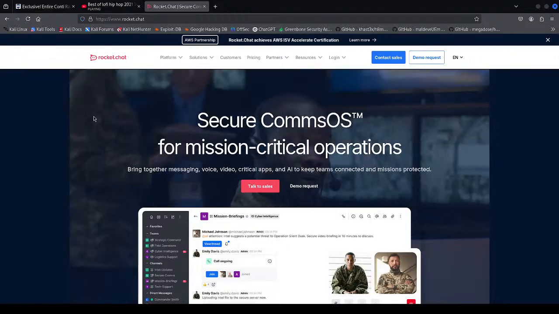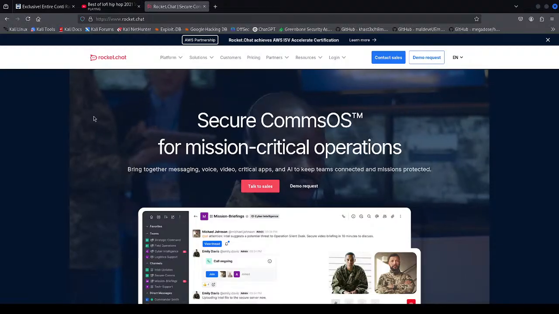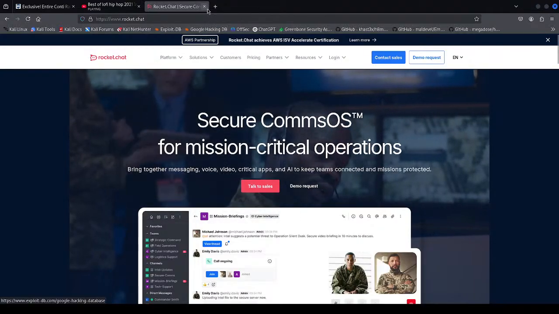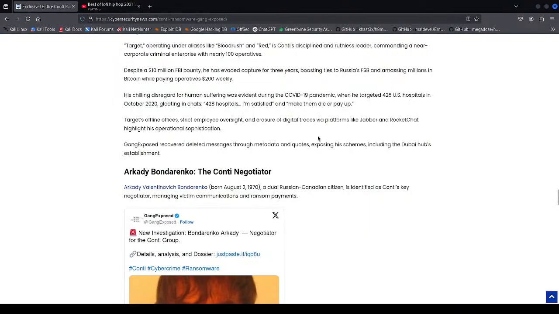I mean, there's a lot of secure encrypted messaging apps. I'm pretty sure Rocket Chat is just another version of that. So, okay, let's go back to where we were at. Where's Rocket Chat? I know.